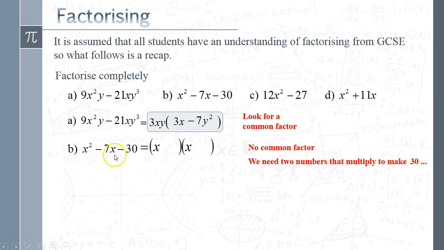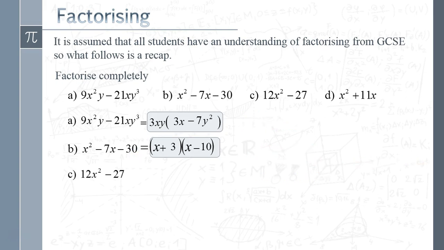And at the same time, those 2 numbers have got to add to make minus 7. And a quick bit of thought, hopefully we can all see that that's going to be 3 and 10 multiplied to make 30. I'm going to be able to make 7 out of those. Now I've got to think carefully about my signs, because my 30 is a minus, means I'm going to need 1 positive, 1 negative, and I've just got to think which round that needs to be in order to make the minus 7. And hopefully you realise that we're going to have (x + 3)(x - 10).